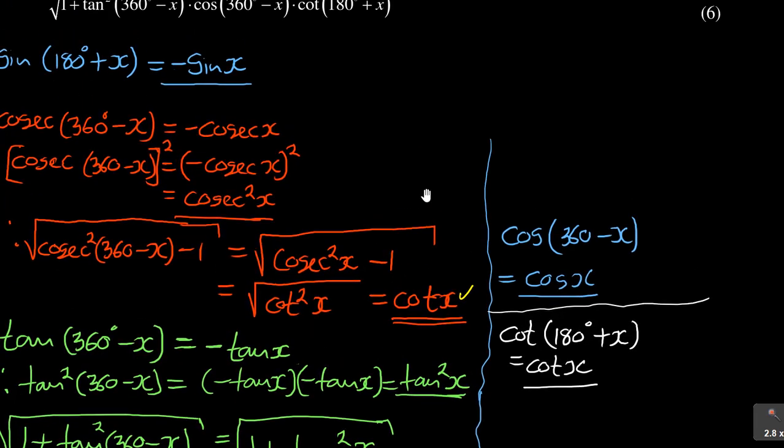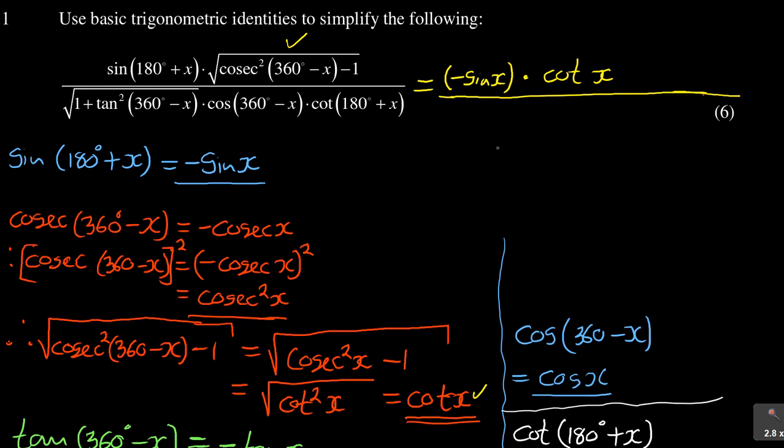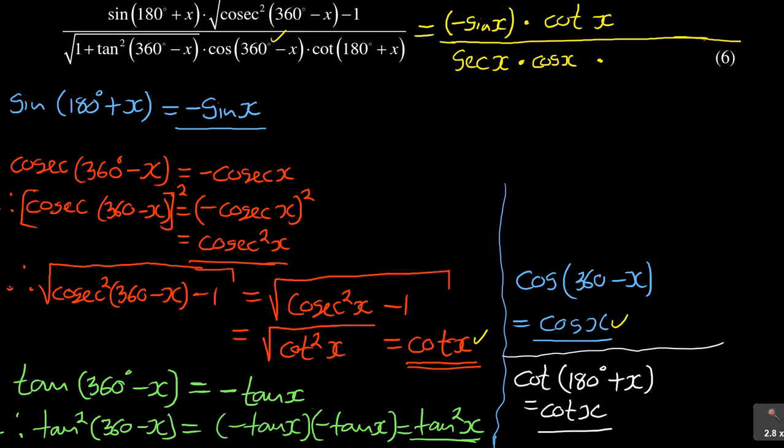So I'll go there and have my sec x times the cos, that part was that, which is cos x, and the last one was this part, which was cot x. So that's what at the end of the day I was having, and I'm simplifying that.